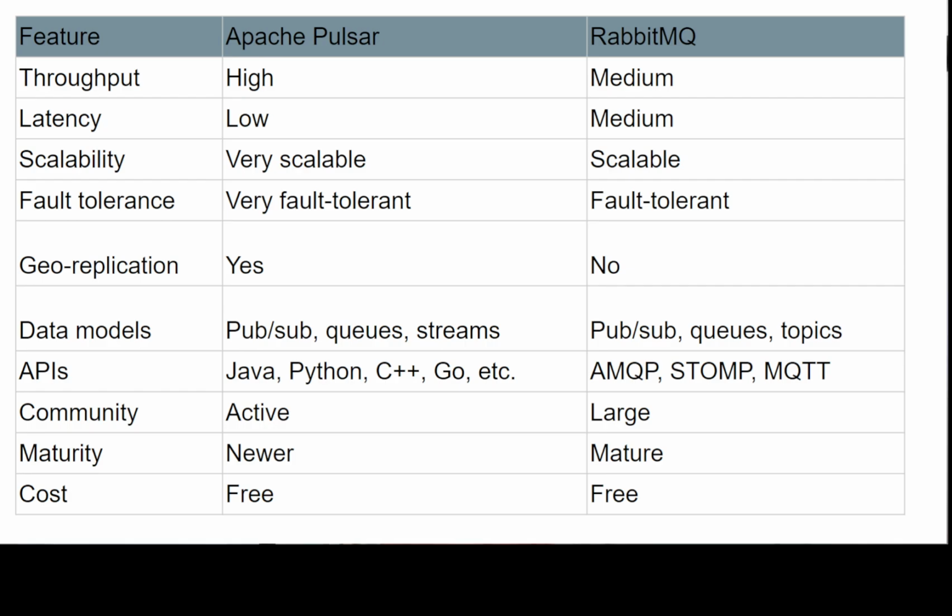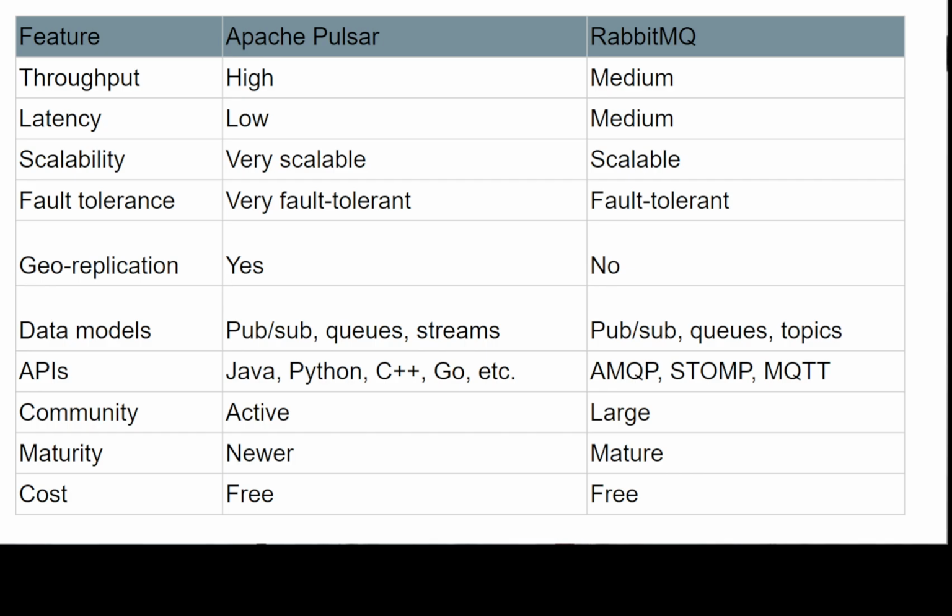Geo-replication, as I mentioned. Now, one of the data models Pulsar supports, of course, is pub/sub, queues, and streams, whereas RabbitMQ doesn't really support streams, but it supports queues. Now, if you had to choose a message queue between RabbitMQ and Apache Pulsar, I would definitely go with RabbitMQ because of the AMQP standard. The APIs it has are AMQP, STOMP, and MQTT, whereas for Pulsar, there are APIs for as much as you want to put in, basically.